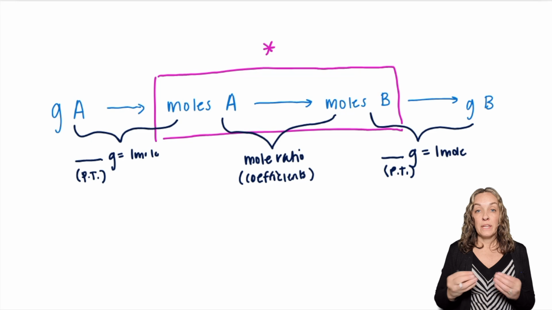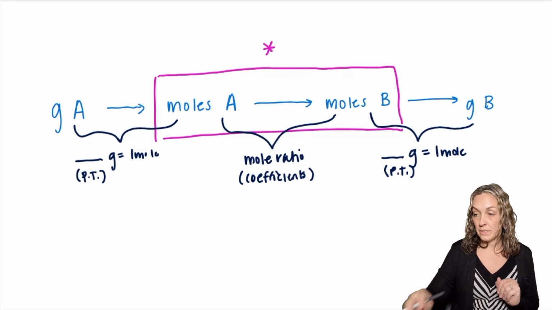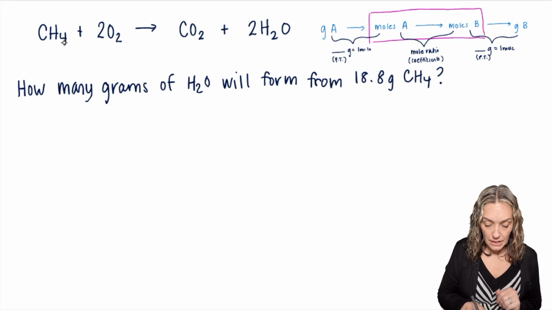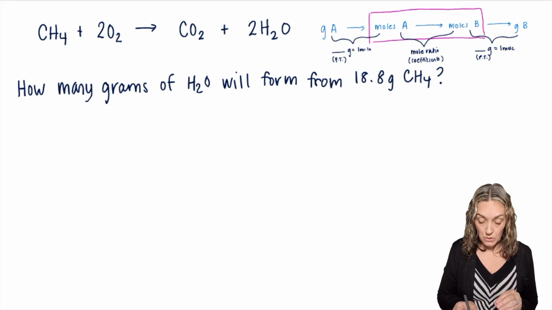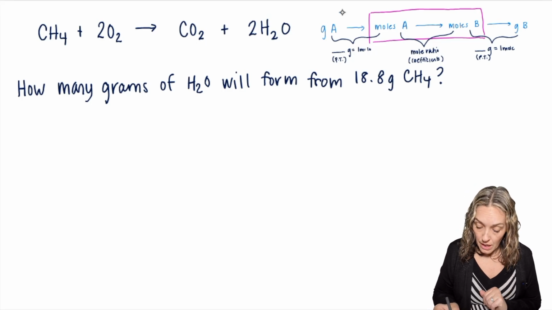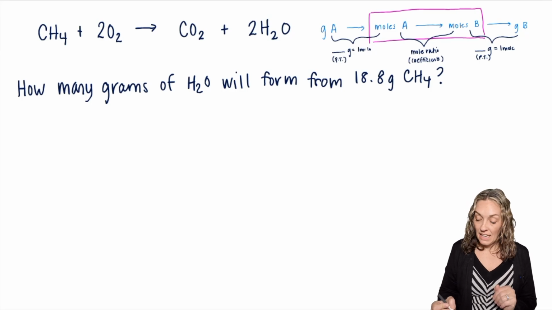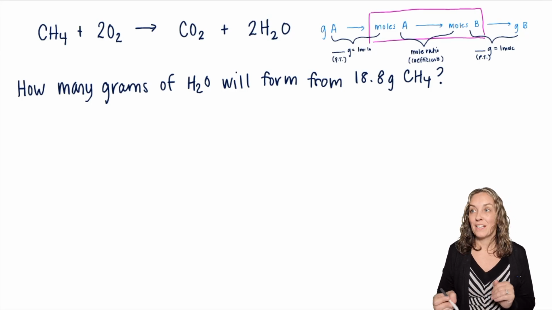All right, so let's try one more problem and see if we can use this chart to help us out. I have a balanced equation up here. CH4 plus 2O2 produces CO2 plus 2H2O. I put my little graphic here so we can use that as a helpful hint to figure out where we're starting and where we're going.